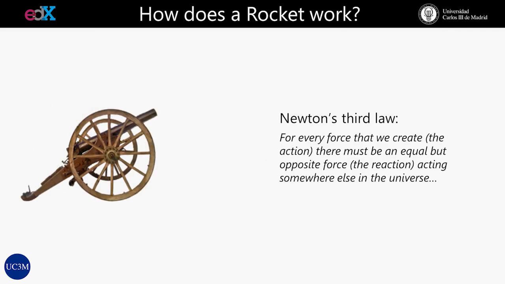Newton also said, in his third law, that for every force that we create, the action, there must be an equal but opposite force, the reaction, acting somewhere else in the universe. In other words, we cannot just create one individual force to move ourselves. We necessarily have to move something else in the opposite direction if we want to move forward.